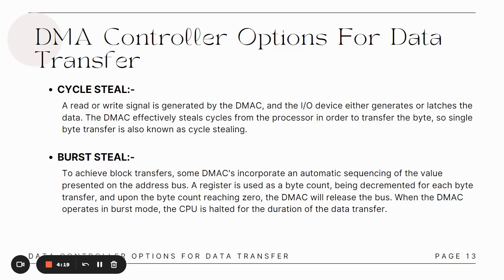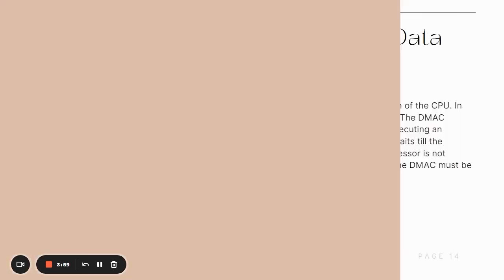To achieve block transfers, some DMACs incorporate an automatic sequencing of the value presented on the address bus. A register is used as a byte count, being decremented for each byte transfer, and upon the byte count reaching 0, the DMAC will release the bus. When the DMAC operates in burst mode, the CPU is halted for the duration of the data transfer.